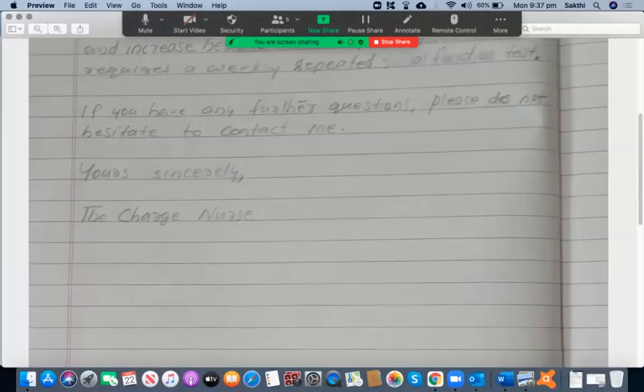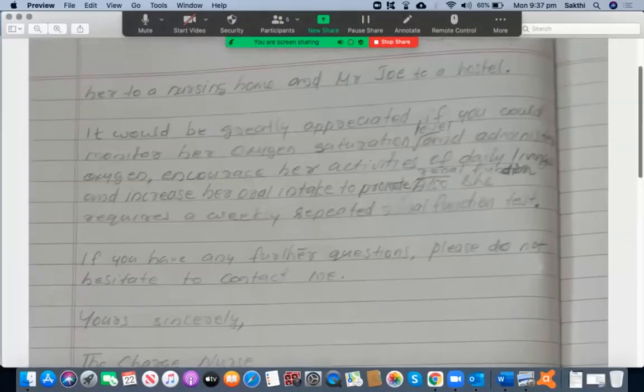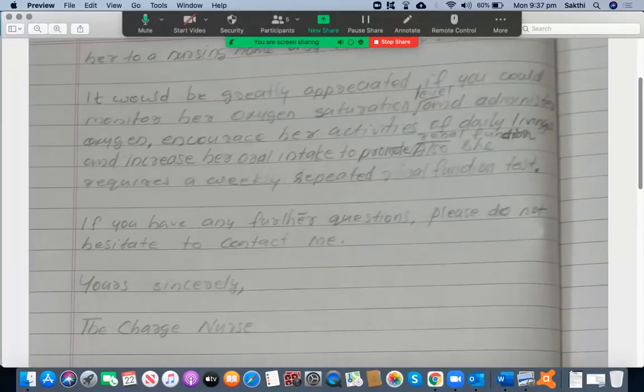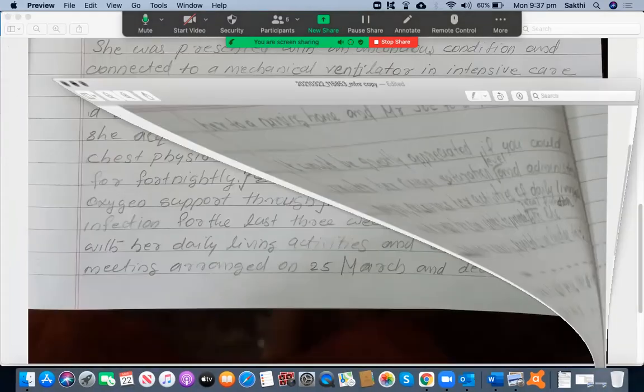Encourage her activities of daily living. So you could have mentioned, encourage activities of daily living. Yeah, that's good. I think that's all good. So you have included all the relevant case notes. I'm very happy with that.